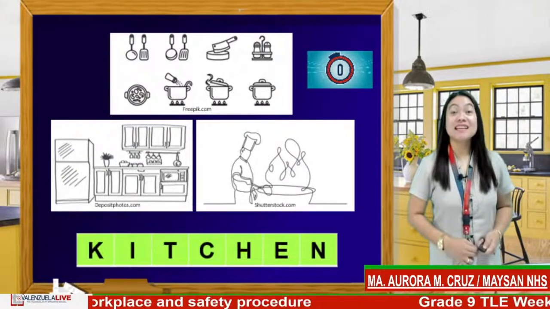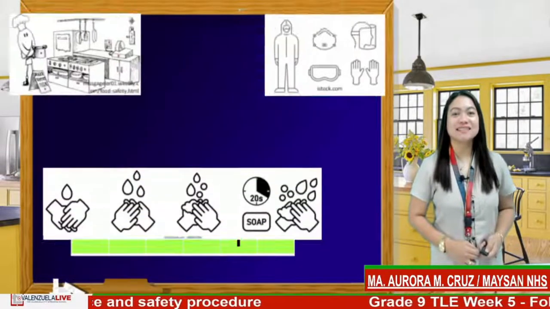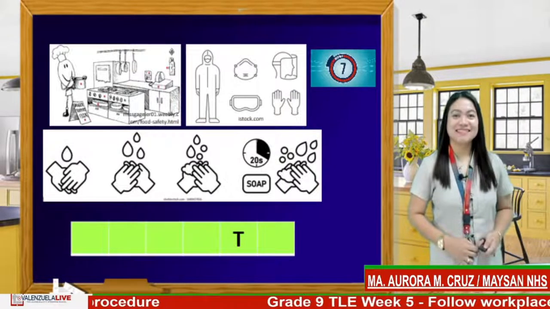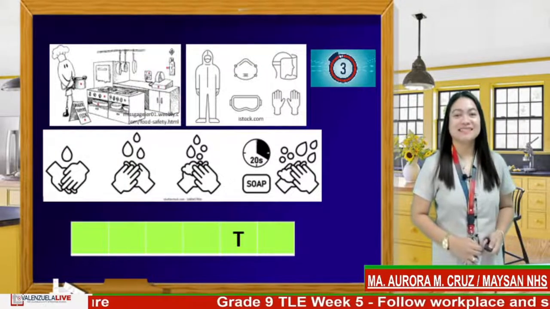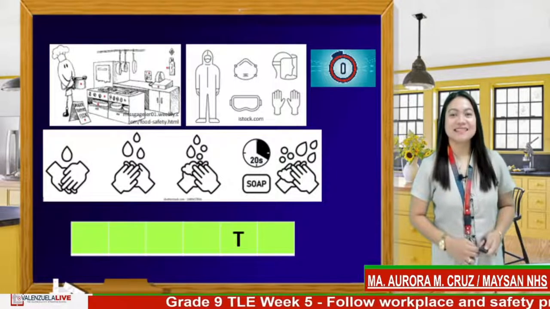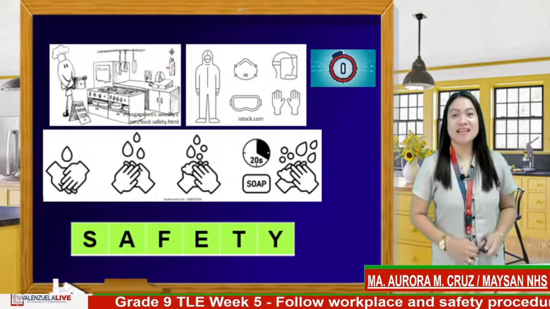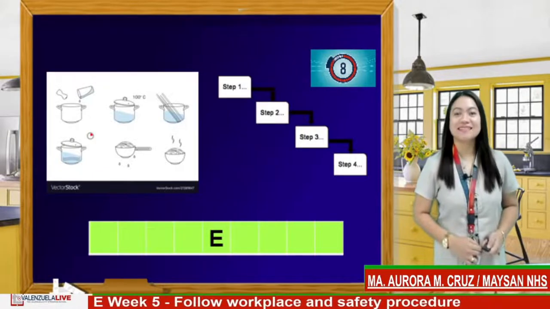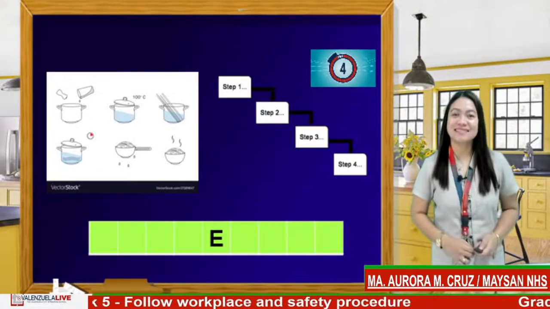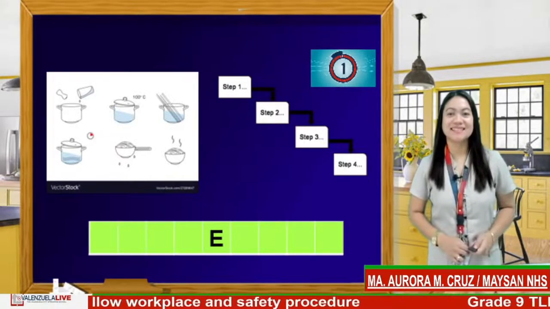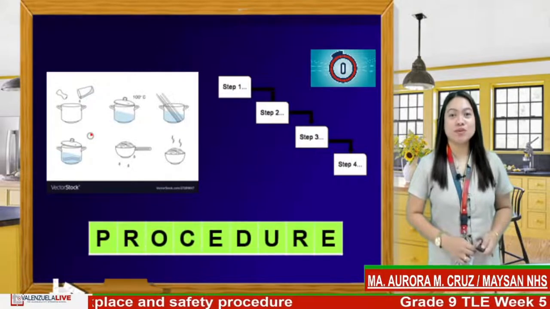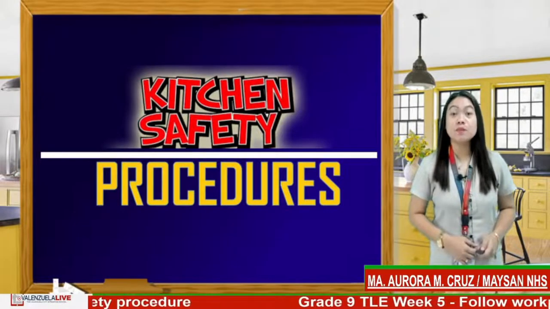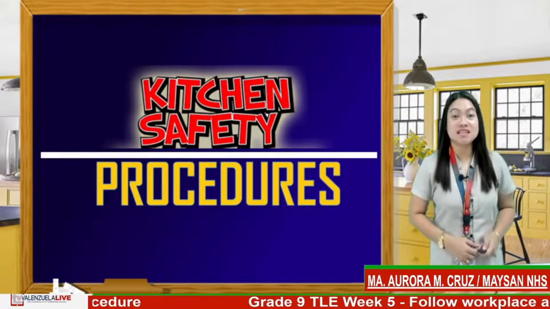Answer, kitchen. Next. Second word for 10 seconds. Answer, safety. Next. Third word for 10 seconds. Answer, procedure. Well done, learners! Our topic for today is about the safety procedures in the workplace, specifically the kitchen.